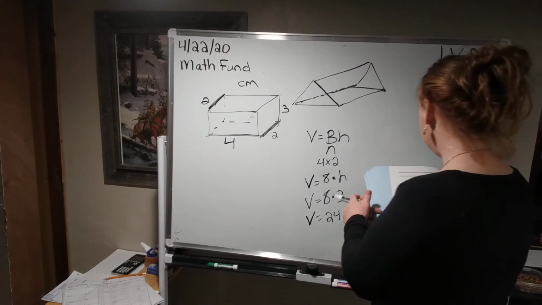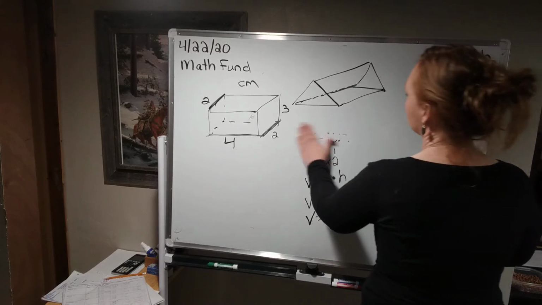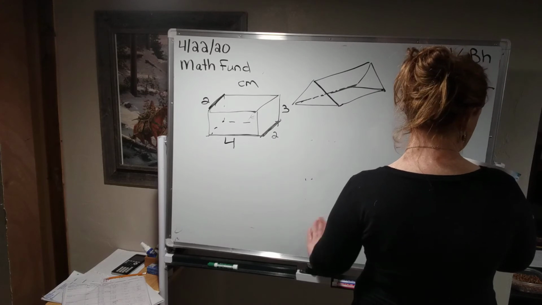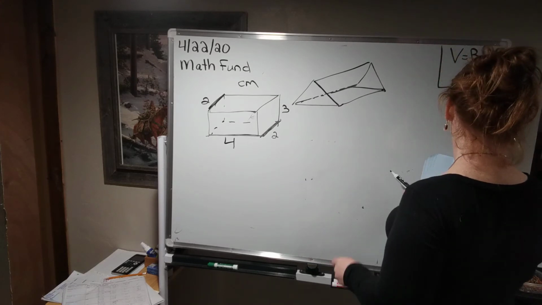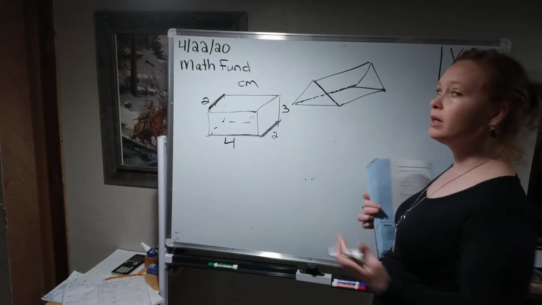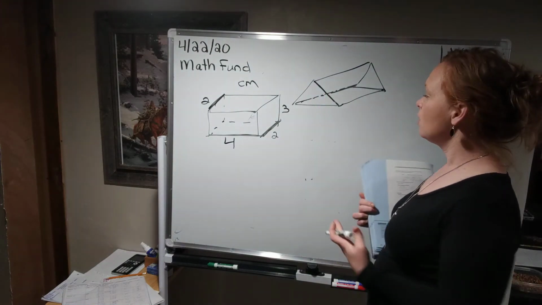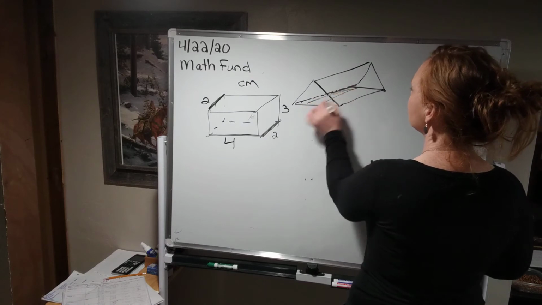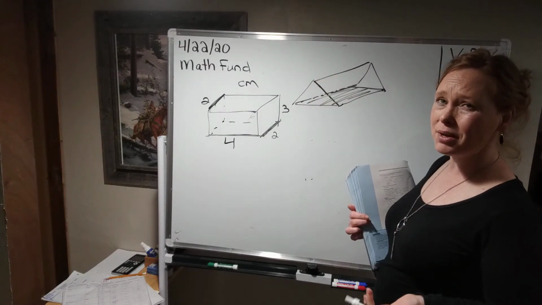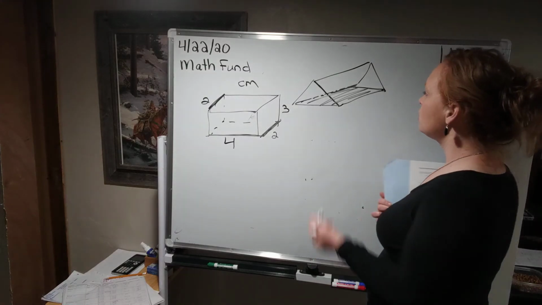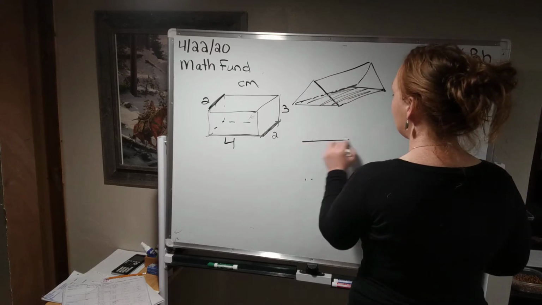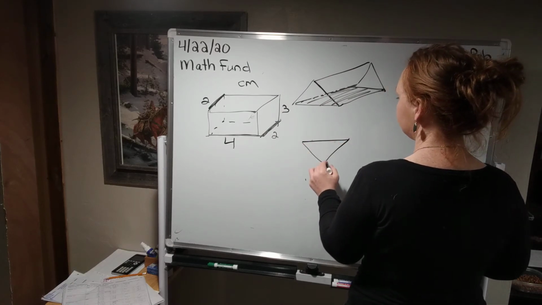So let's talk about this triangular prism. What we're going to do is take this prism, and it's really hard to see this one as a prism because it has this base of this rectangle, but it doesn't have a rectangle on top, but it's also not a pyramid. So I'm just going to turn this shape for you, like this.